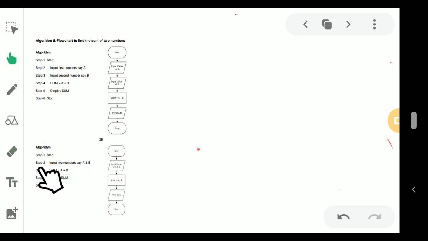See here in the algorithm. Step 1 says start, then step 2 says input two numbers, say A and B. In a single step, I am taking the A value and the B value. In the third step, I am doing the addition and storing the result in the sum variable. In step 4, I am displaying the sum, and step 5 is stop. So how will it look?